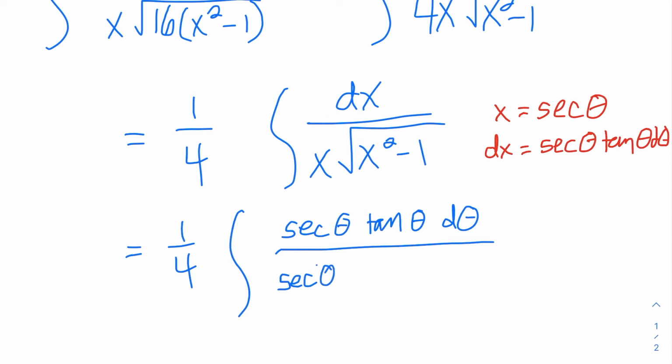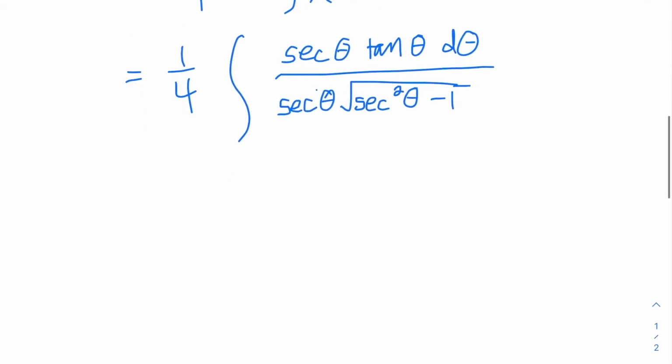And then inside the root, we have secant squared theta minus 1. And again, if we don't know our trig identities comfortably enough, then it might just be something that we need to refresh to make sure that we can recognize how we can simplify these kinds of problems as fully and easily as possible. But secant squared theta minus 1 is going to be equal to tan squared theta.